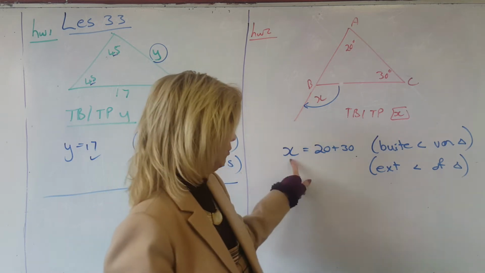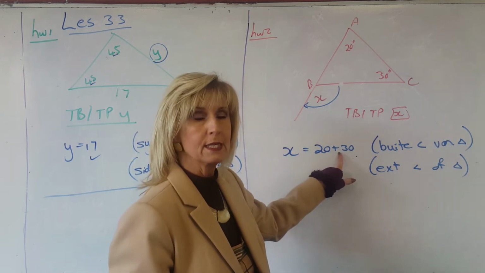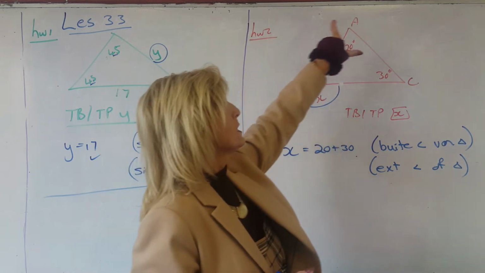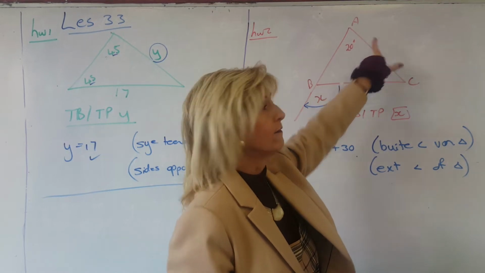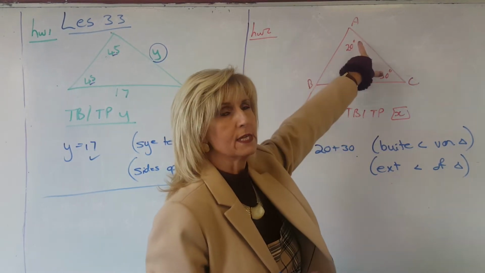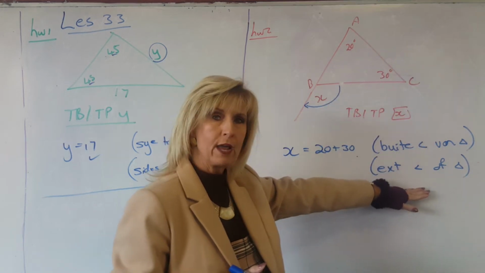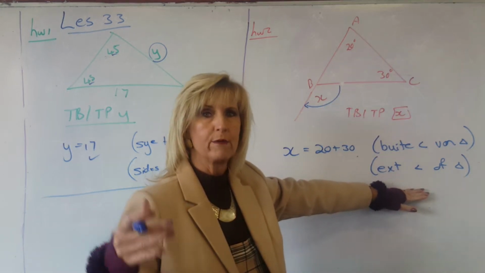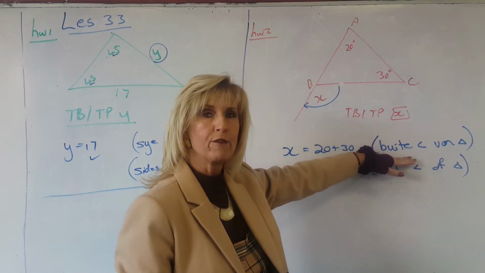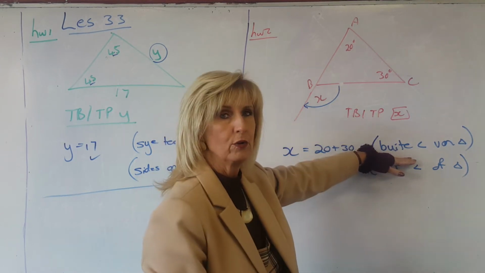is equal to the sum of the opposite interior ones. Die buitehoek is gelyk aan die som van die oorstaande binnehoeke, wat verste van hom afstaan, nie hierdie een langsaan nie, the opposite interior one. So, exterior angle of a triangle is equal to the sum of the opposite interiors. Buitehoek van 'n driehoek is gelyk aan die som van die oorstaande binnehoeke van 'n driehoek.